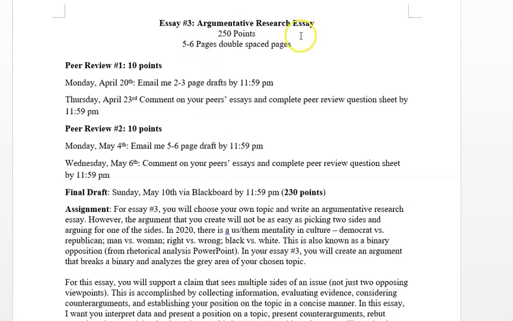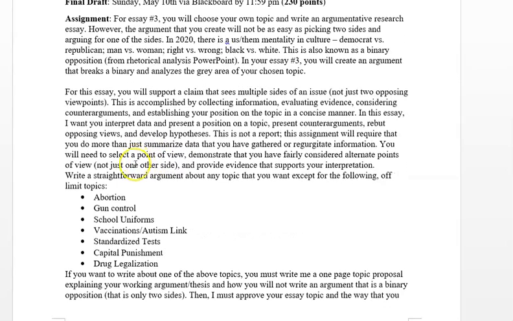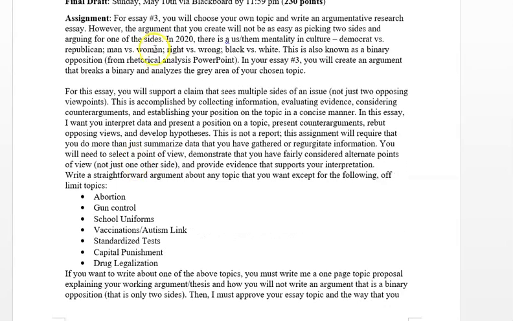So it's an argumentative research paper. This is worth 250 points, so 25% of your grade. It's also 5 to 6 pages. So this is the last major project we're doing. For essay number 3, you're going to choose your own topic and write an argumentative research essay.